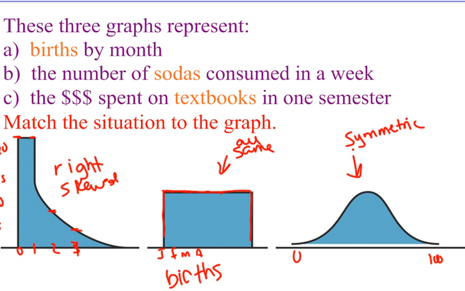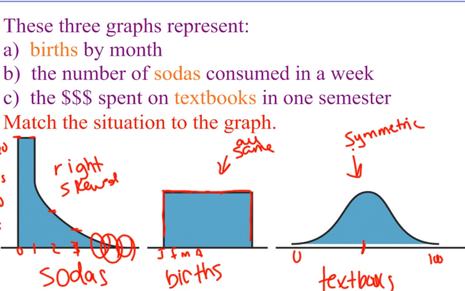Does that make sense? Most kids aren't going to have 10 or 12 or whatever this number ends up being sodas in a week. That's just not going to happen. It's right skewed. So this would be our sodas. So then lastly, this one obviously has to be our textbooks, but let's explain why.